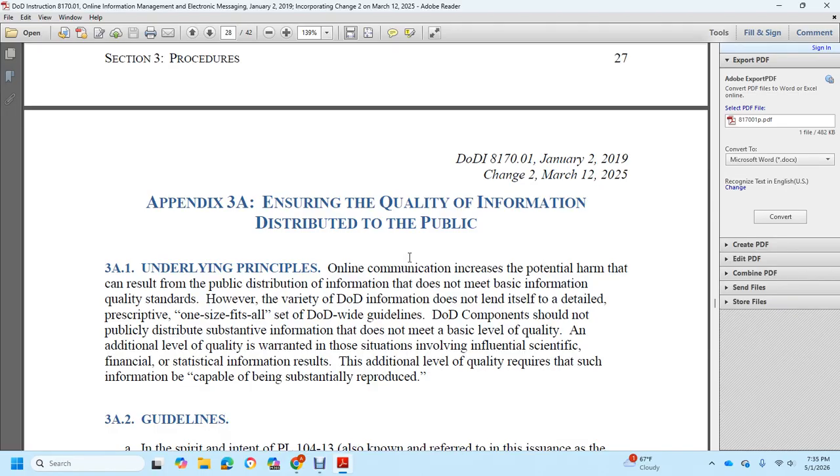The Department of Defense components should not publicly distribute information that does not have a basic level of quality. An additional level of quality is warranted for situations involving influential scientific, financial, and statistical information, which results in an additional level of quality, with resources and source information capable of being substantially reproduced.